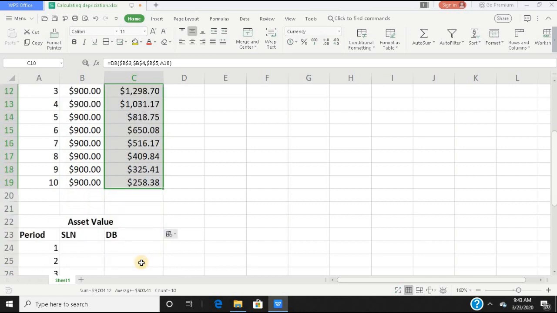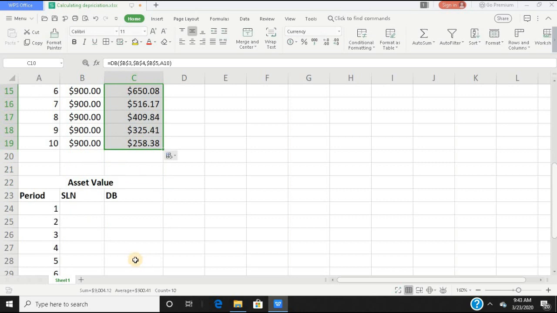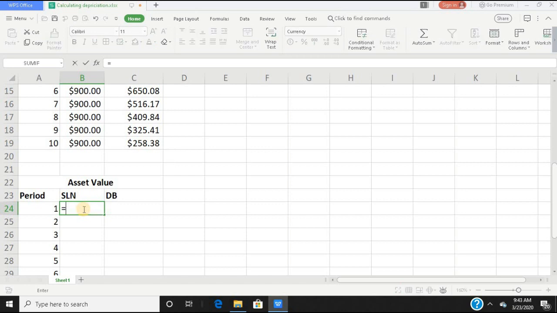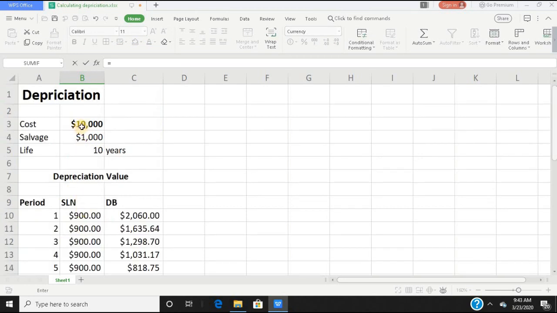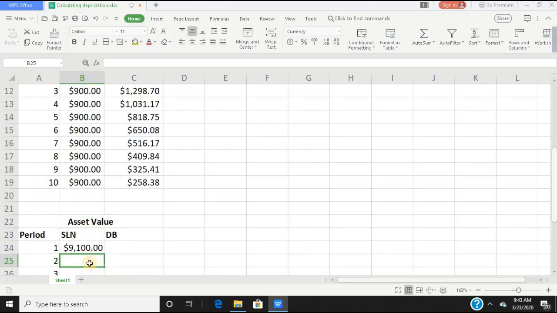Now we'll calculate the asset value. How much of the value of the asset is remaining? Now in SLN method, how much of the value will remain after the first period, after the depreciation occurs? Okay, it's basic common sense. The cost of the machine minus the depreciation, right, so is equal to the cost minus the loss in value. Okay, hit enter. This is the asset value after the first year of depreciation.